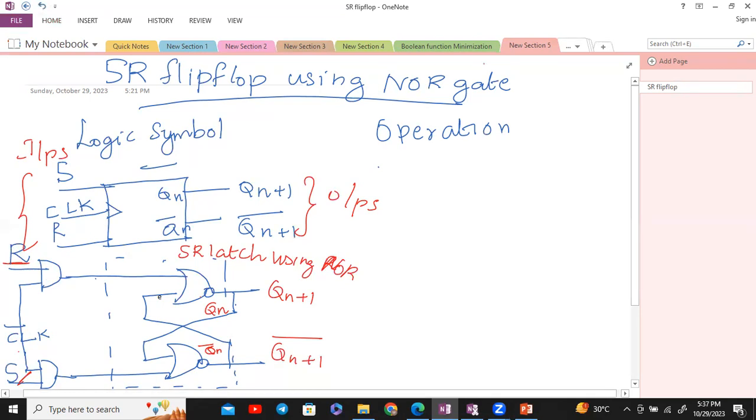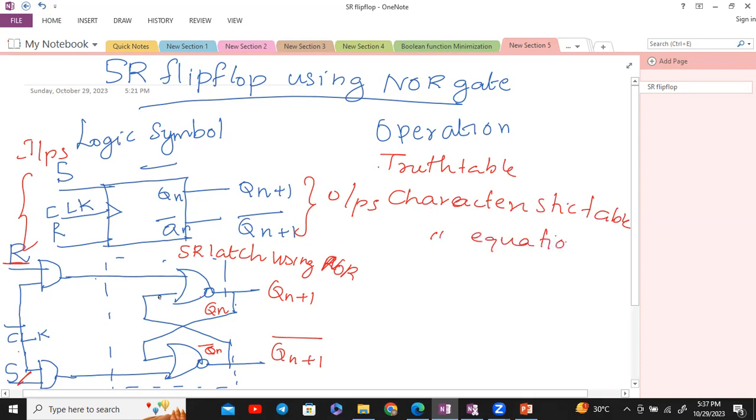These are the topics we have to discuss: the operation, then the truth table, then the characteristic table, then the characteristic equation, then the excitation table. All these will be the same as for your SR flip-flop using NAND gate. Only the operation differs somewhat; the truth table answer should be the same. So we can discuss one by one.